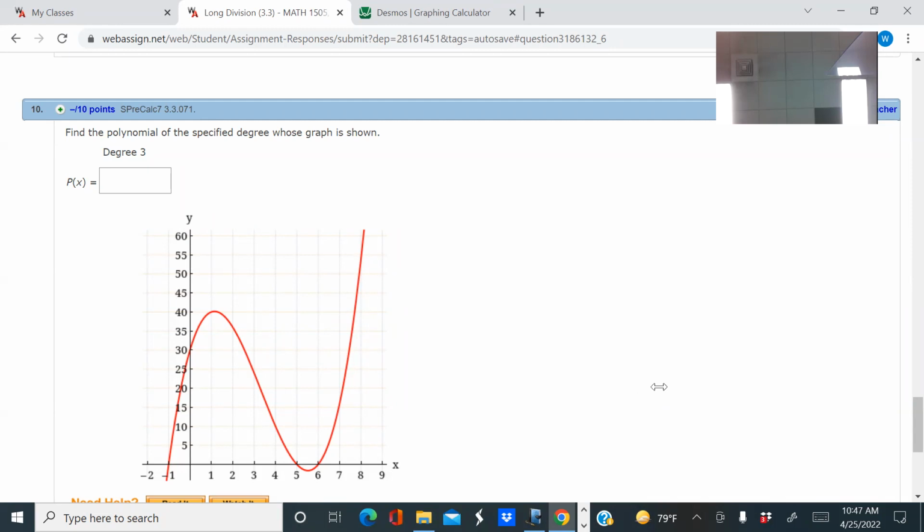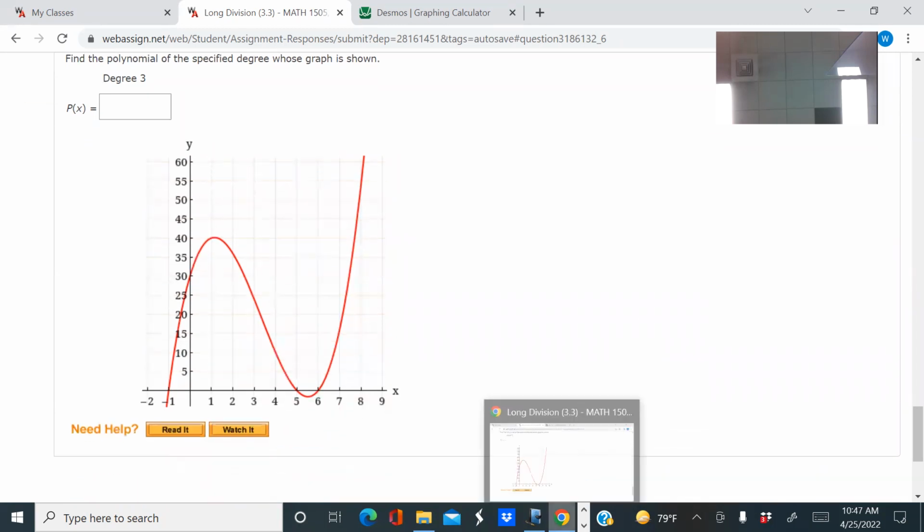All right, now let's see how we could attempt to do that. Look, the x-intercepts here are what's really important, right? Because what are they? -1, 5, and 6, correct? -1, 5, and 6. So here's what that tells you.